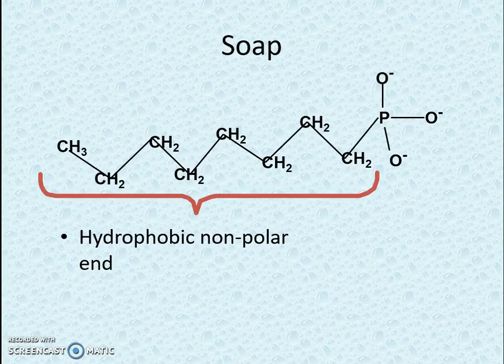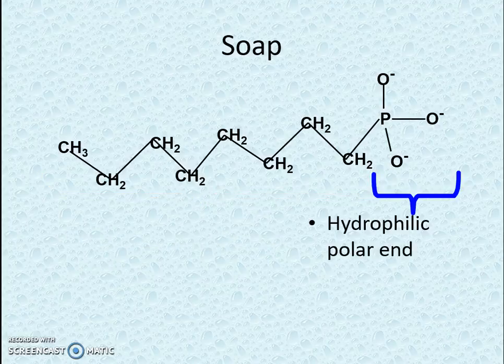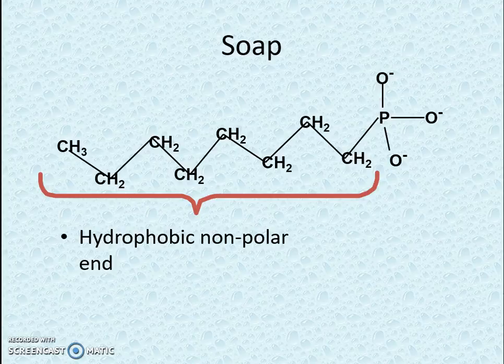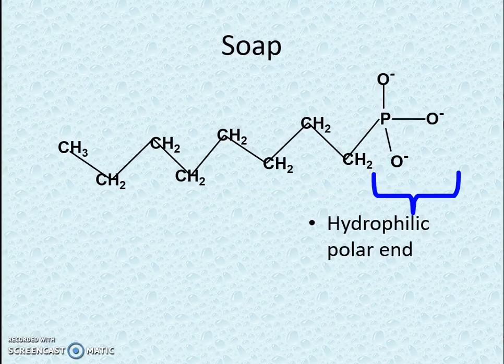All right, so your soap molecule has a hydrophobic nonpolar end, which is your carbon chain. The reason it's hydrophobic and nonpolar is because there's an equal distribution of hydrogens, and it has all to do with the arrangement and the equal pull of electrons, so it's nonpolar. Okay, but guess what? You also have this polar end. It's hydrophilic. Hydrophobic means water fearing, doesn't like water, and hydrophilic means water loving, the polar end.